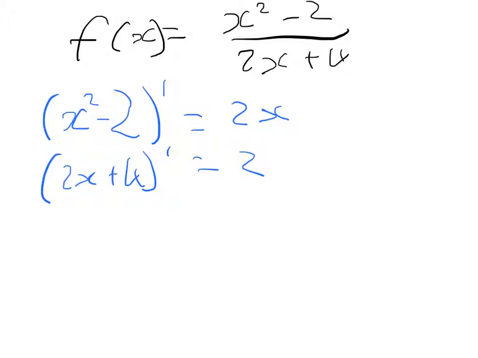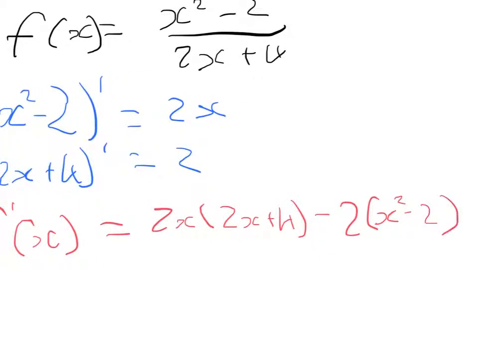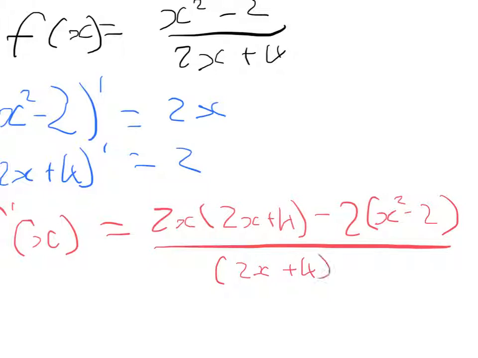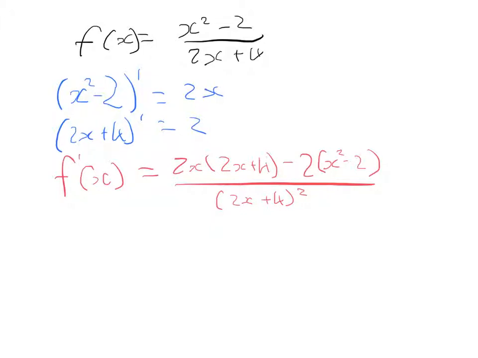So that means that f dash of x equals, first of all, we differentiate the f of x, the top one, times g. So that's 2x times 2x plus 4. Minus, then the bottom one, 2 times x squared minus 2. All divided by 2x plus 4 squared. All right, then simplify that.